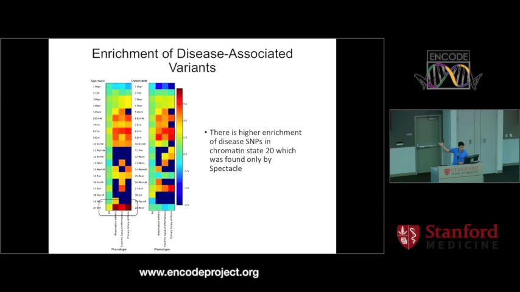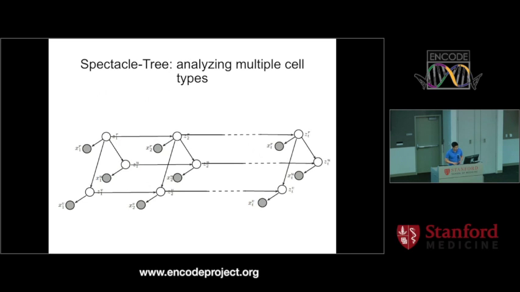Spectral is on the left, chromHMM is on the right, and you see here that chromatin state 20, which is the enhancer which we found, which was not found by ChromHMM, is actually the one which has the highest enrichment over all states. I'd like to stress that, not comparing to the other state 20 in ChromHMM, but compared to all states in ChromHMM, the one with the highest disease SNP enrichment is this new enhancer state. Okay, so that's one example.